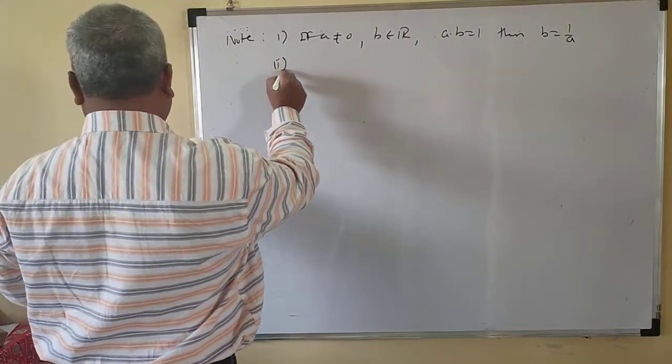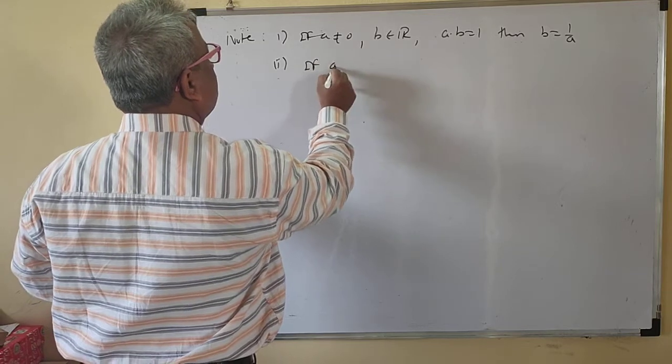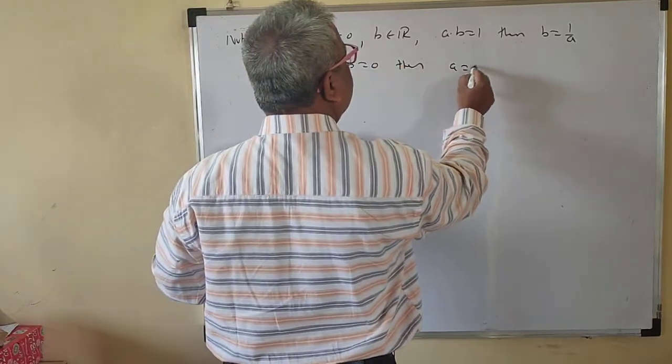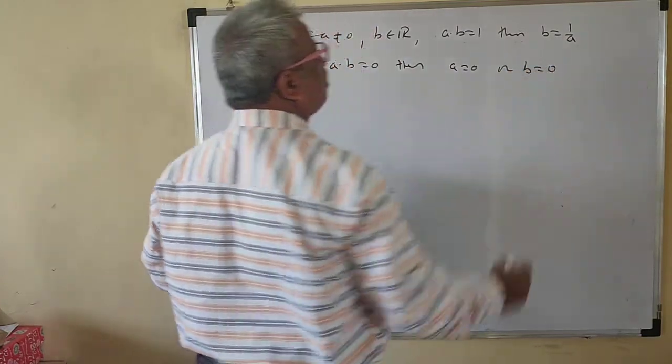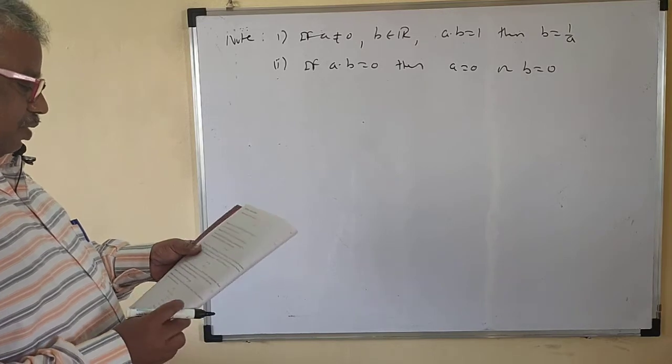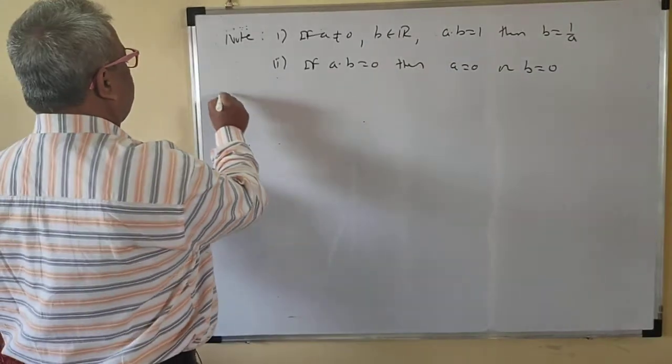Then second is what? If A into B is equal to 0, then A is equal to 0 or B is equal to 0, one of them is 0 now. Okay. So this property we are familiar with. Now next theorem.